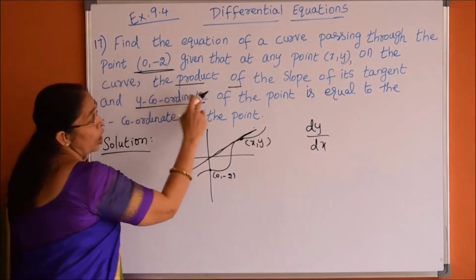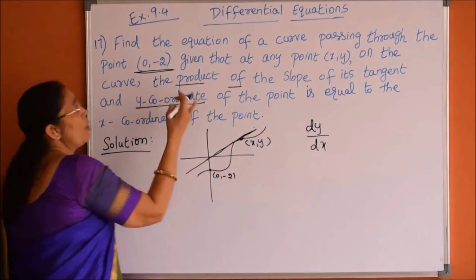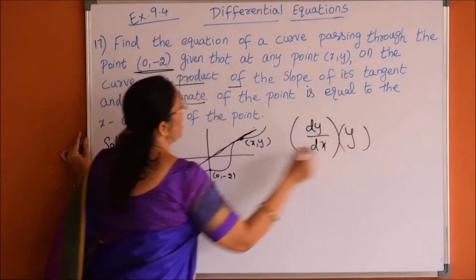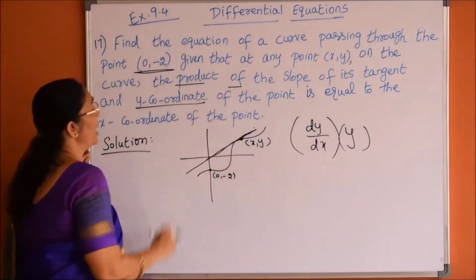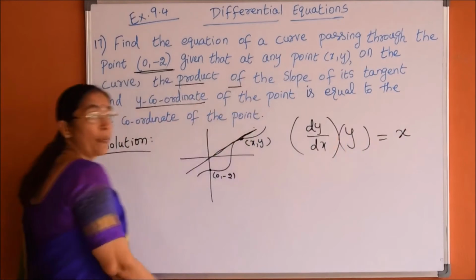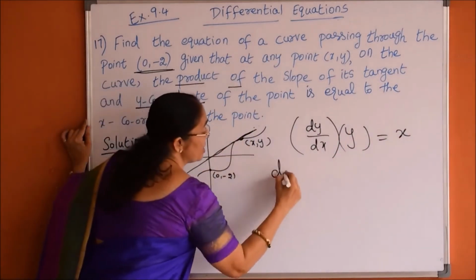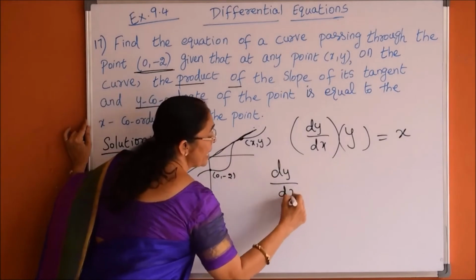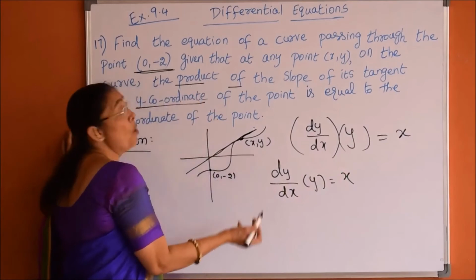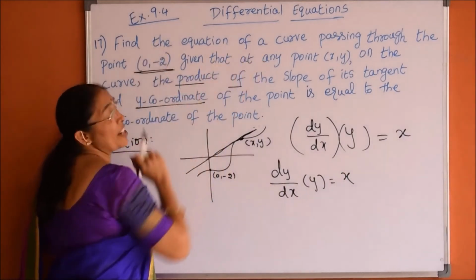So, the product of the slope of its tangent dy by dx and the y coordinate of this point is equal to the x coordinate of the point x. So, this is our differential equation. The differential equation is nothing but dy by dx into y is equal to x. Now, when we solve this differential equation, we get the equation of the curve.